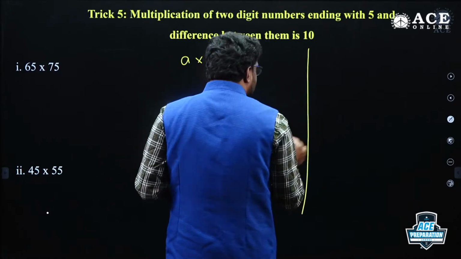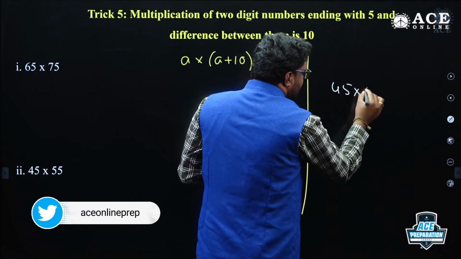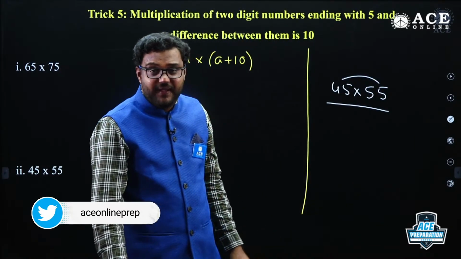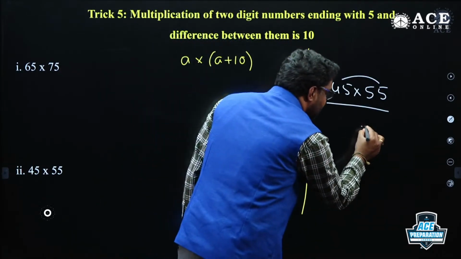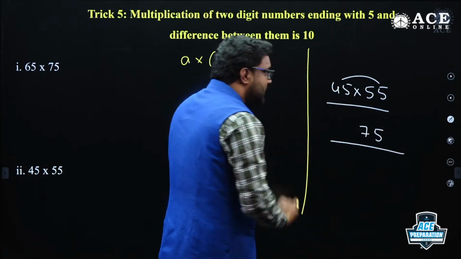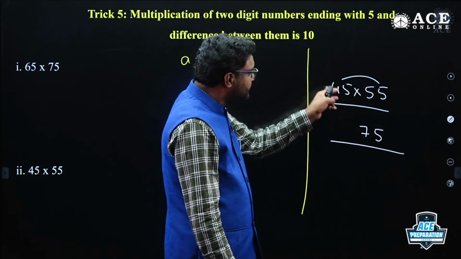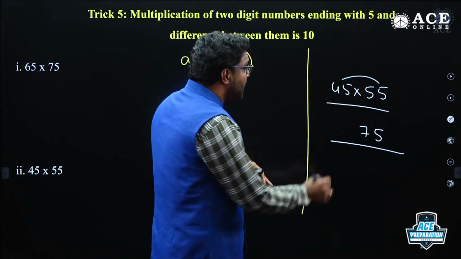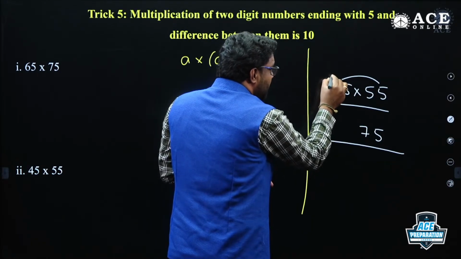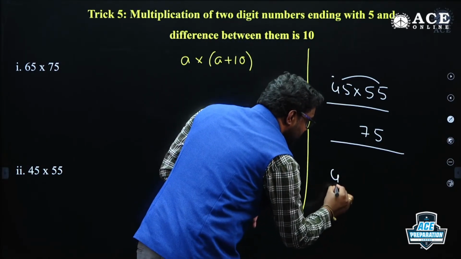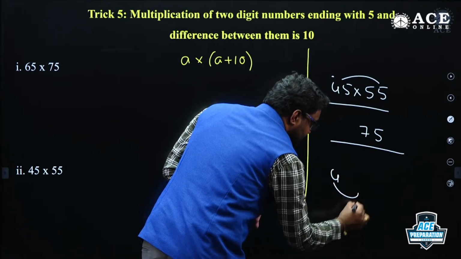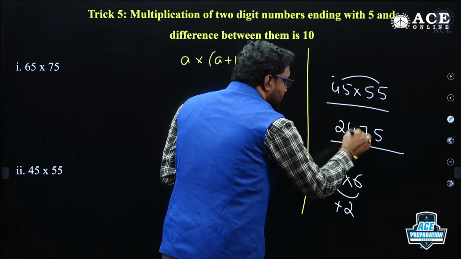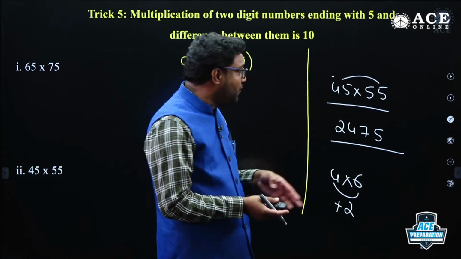So guys, see this, 45 into 55. If 2 numbers end with 5 and have a difference of 10, the product definitely ends with 75. Among 4 and 5 in the tens place, which is the smaller one? It is 4. Take the smaller one, and add 2 to that, 6. 4 into 6 is 24. So 2475 is the product.